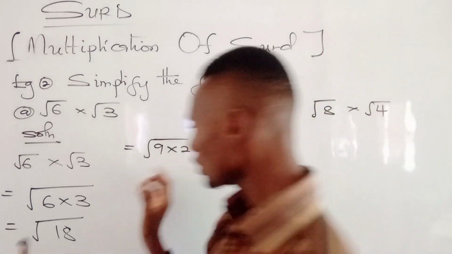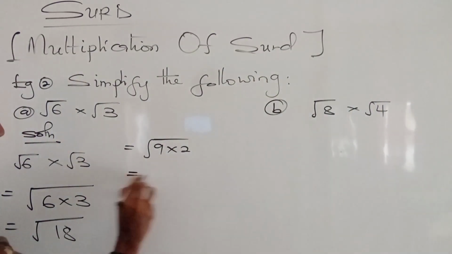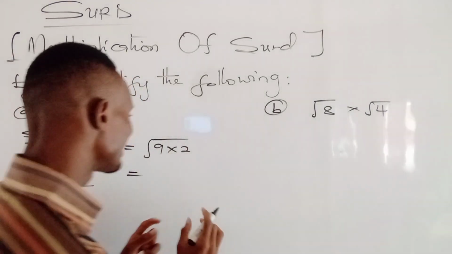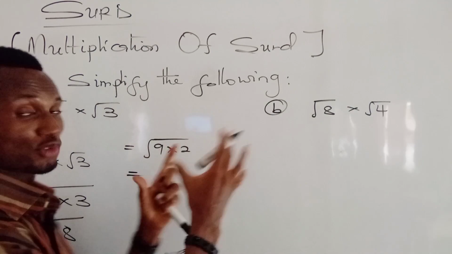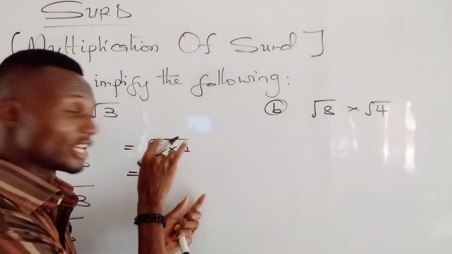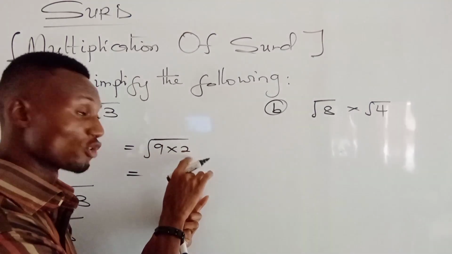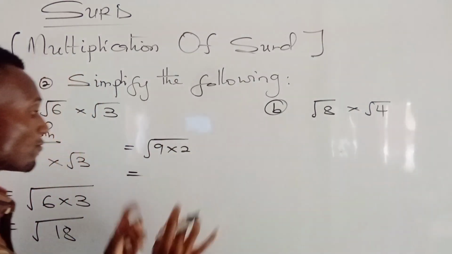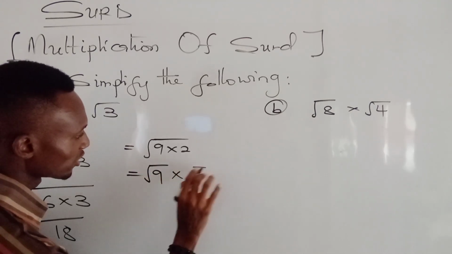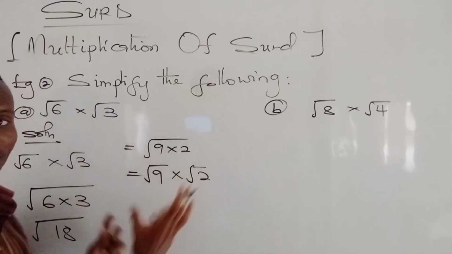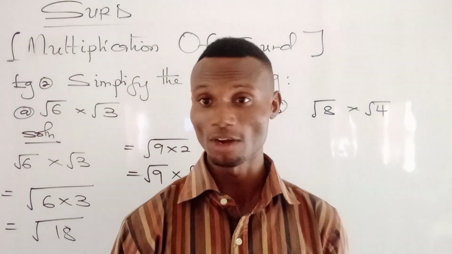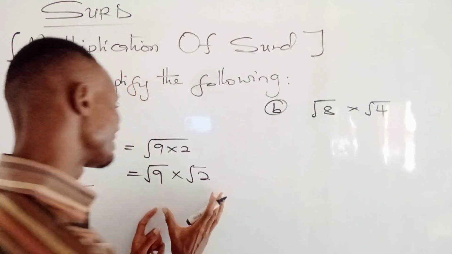Now we've learned from the previous videos that when we have this, we can separate them by writing it as square root of 9 times square root of 2, because the square root affects everything under it. So the square root sign will affect the 9 and also the 2, so for that matter, we can write it as square root of 9 times square root of 2. We can separate them like this, and we've learned this in the previous videos under the simplification of surds. So we are applying that same knowledge here.